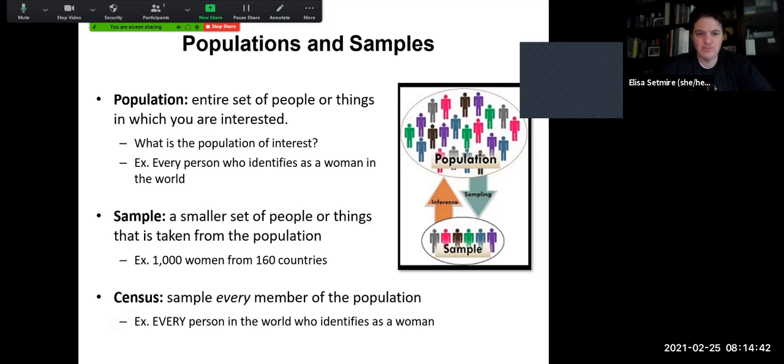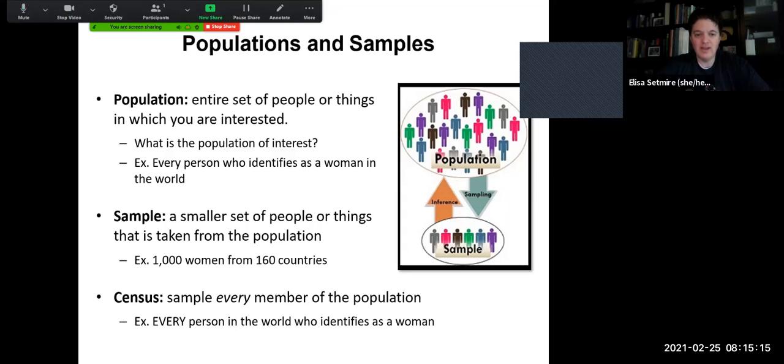So to define those terms a little bit more, population, sample, census, so let's look at those terms a little bit. The population is the entire set of people or things in which you are interested. So the entire group. If we were going with that last example, the population would be every person who identifies as a woman in the world, every female in the world. That would be our population. It's the entire group of everything that you're interested in studying, every single individual.